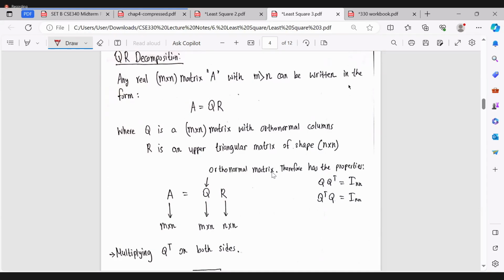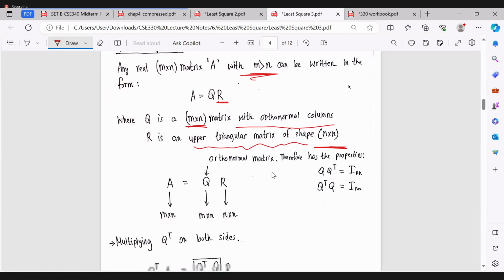If you decompose A into QR, Q is an M into N matrix with orthonormal columns, if A is an M into N matrix. Because A is an overdetermined system, M is greater than N. That means the number of rows will be greater than the number of columns, and R will be an upper triangular matrix of shape N into N.